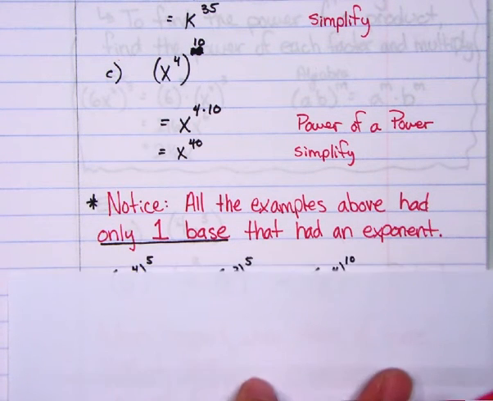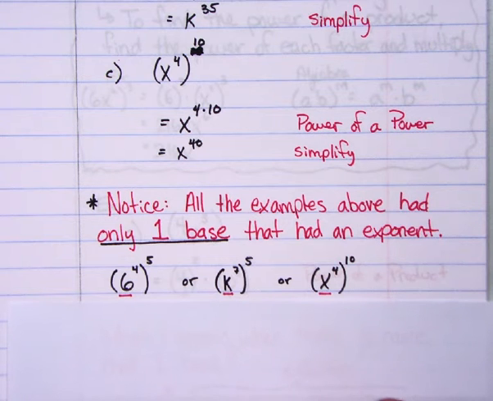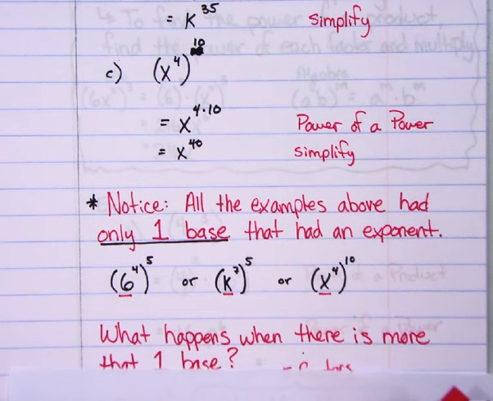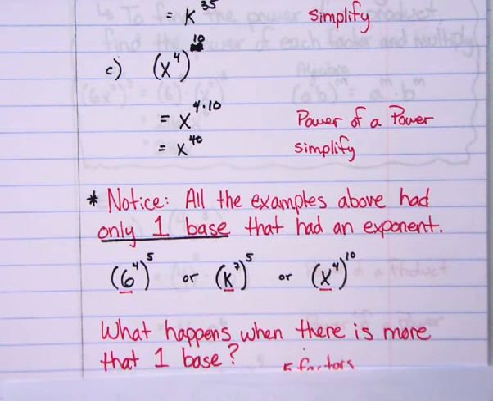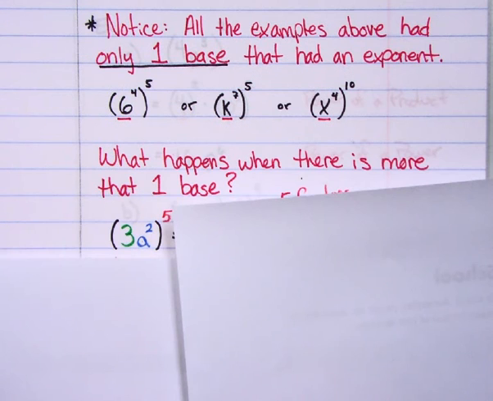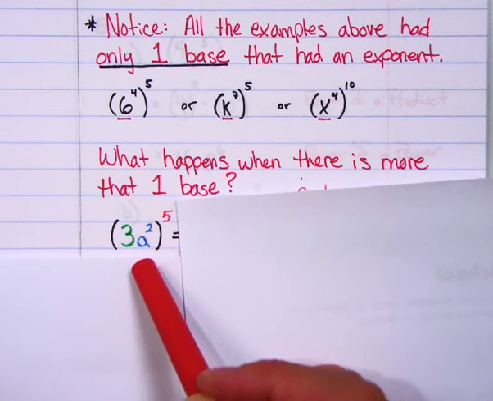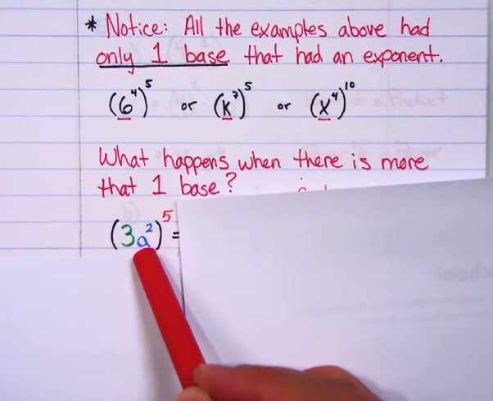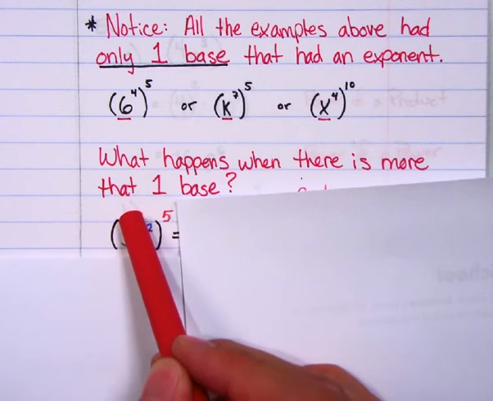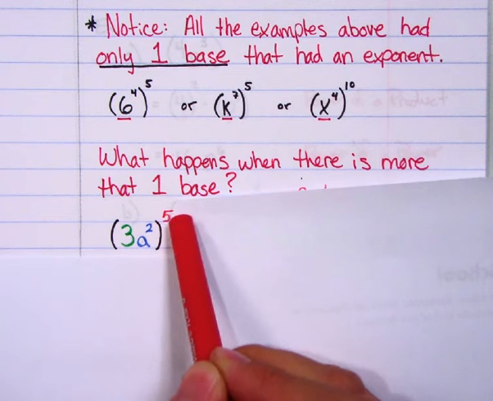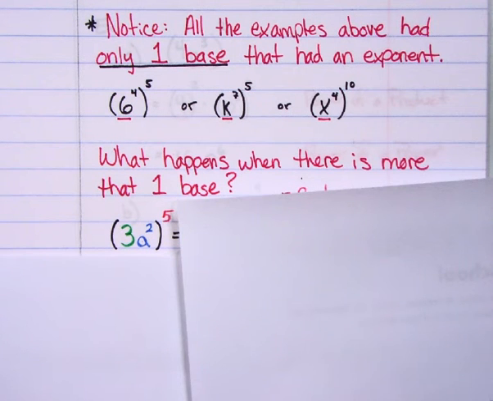Let's see what happens, those are the three examples we had. What happens if I have more than one base? Let's see what that's going to look like. All right, so here's an example where there's two bases. Look, the 3 and the a are both a base. The a is being squared, the 3 is to the first power, but all this stuff is taken to the 5th. So here's one way I could write it.